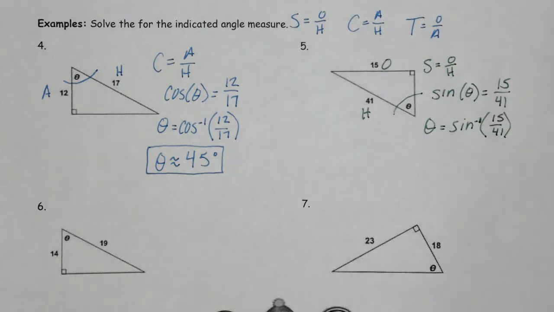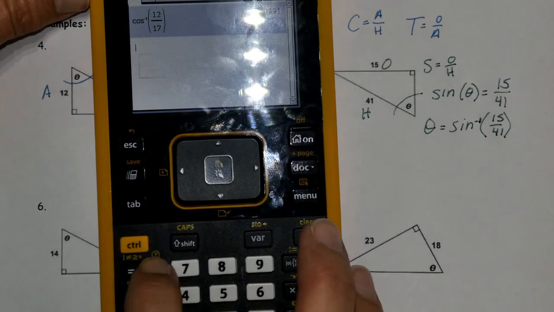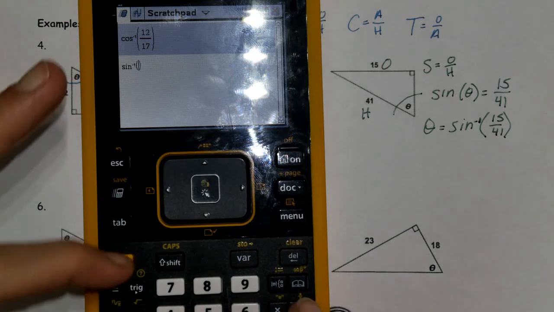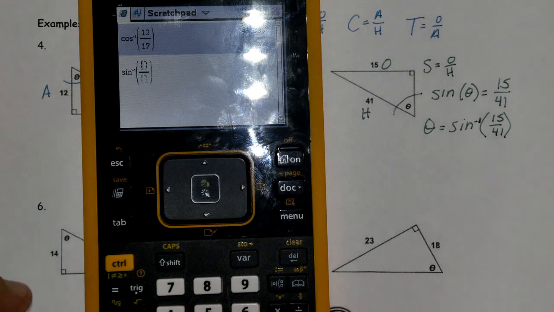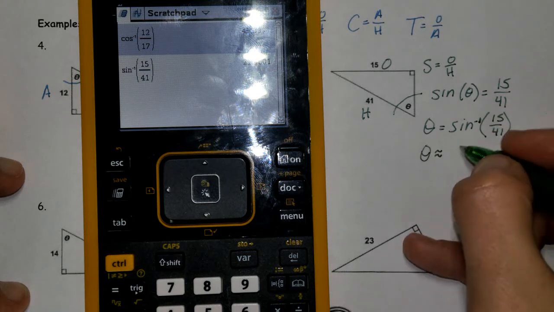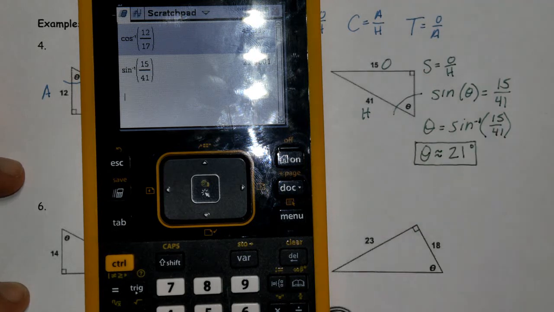And then in the school calculator, and this is all the work you have to show, we go back to that trig button, and we have the inverse sine. Do not push sine. You have to go down to the inverse. Press Control Divide. We're going to put 15 on top and 41 on bottom. Press Enter. And theta or x, our missing angle, is going to be approximately 21 degrees. Round to the nearest degree on this one.